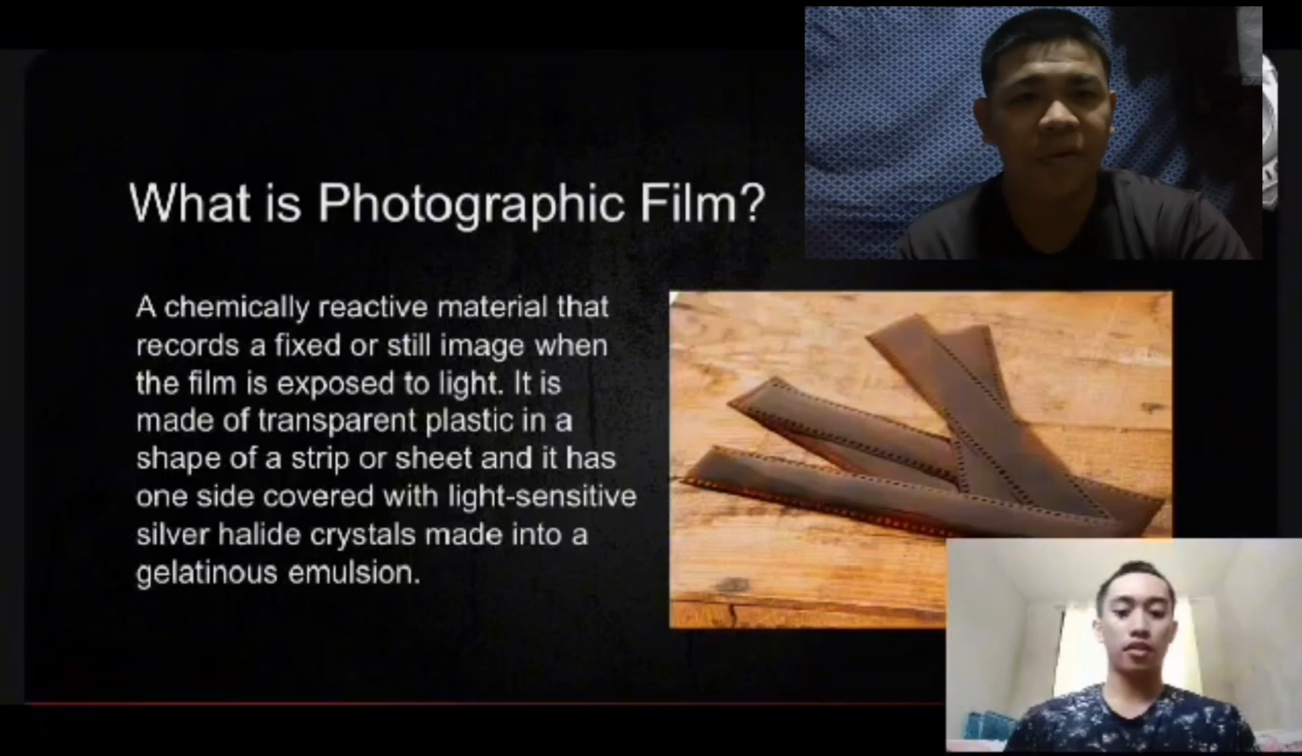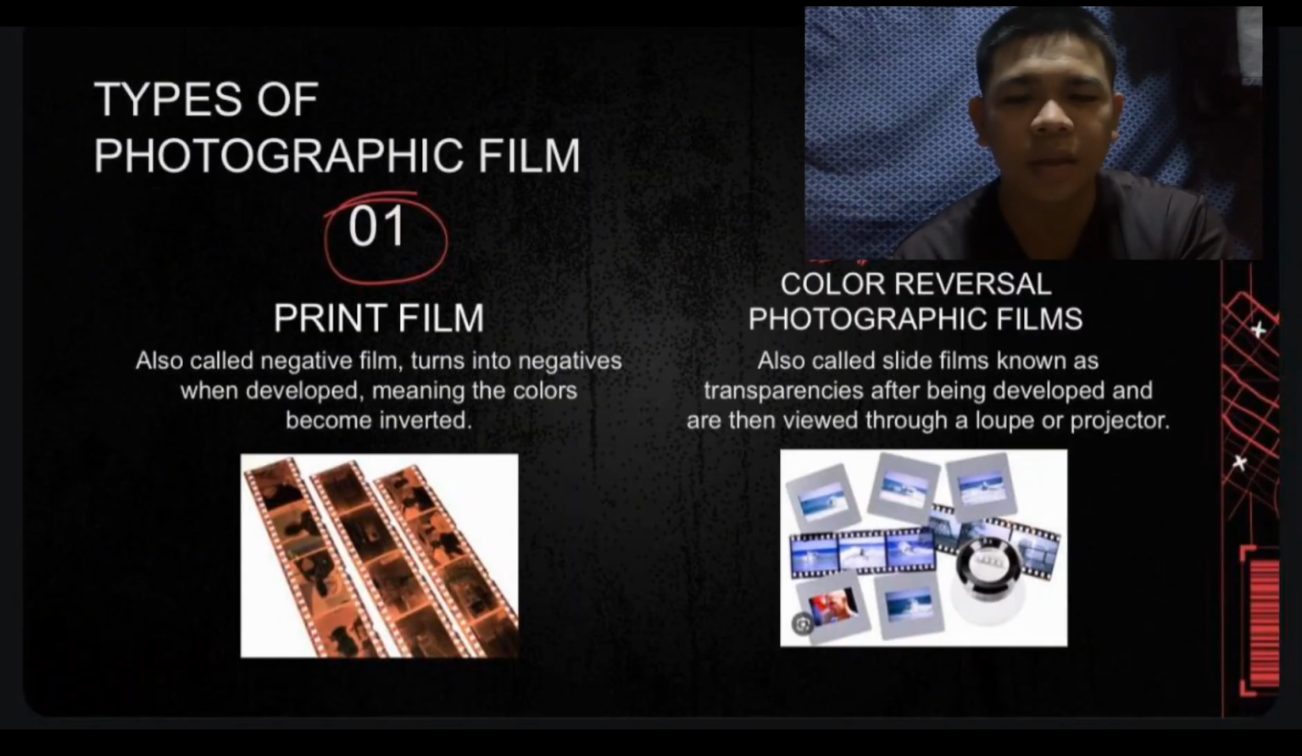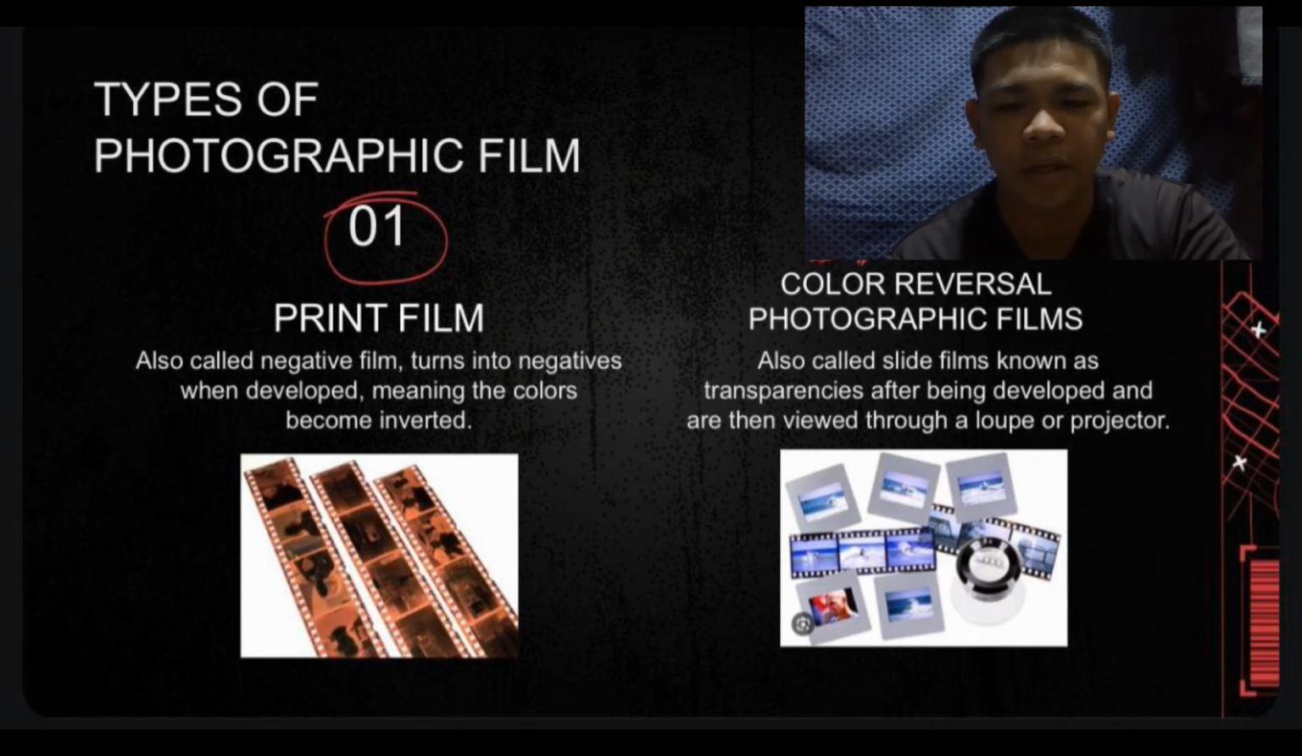Types of photographic film. Number 1, print film, also called negative film, turns into a negative when developed, meaning the color becomes inverted.